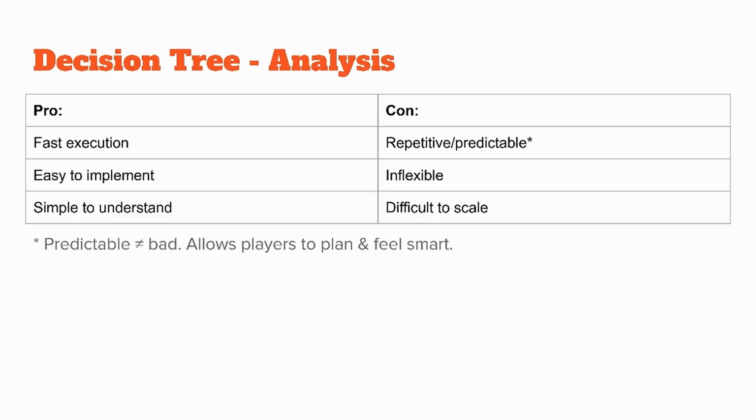I should note that predictable is not necessarily bad. When something is predictable, it allows your player to feel smart by saying, oh, I know what this AI is going to do, so I'm going to plan against that.